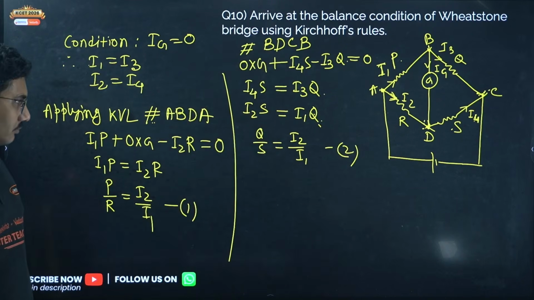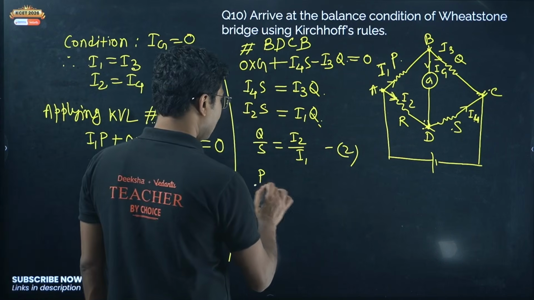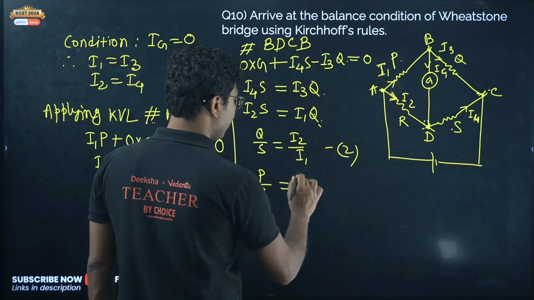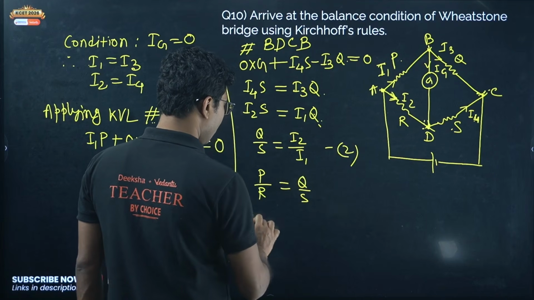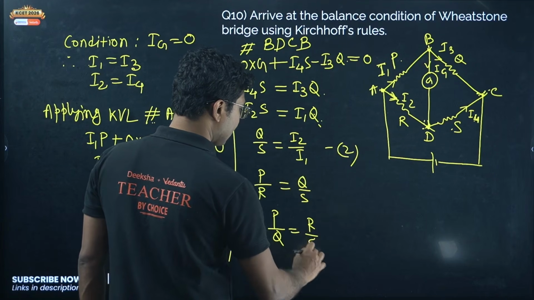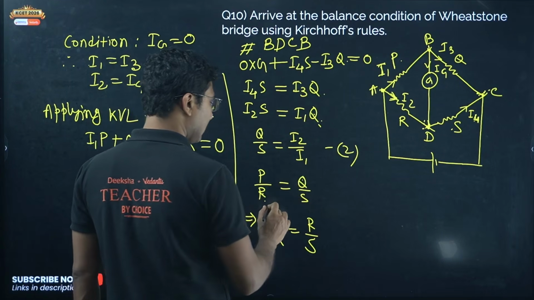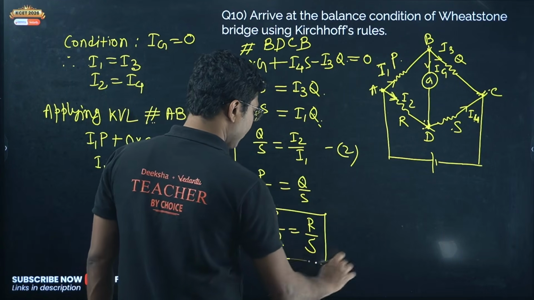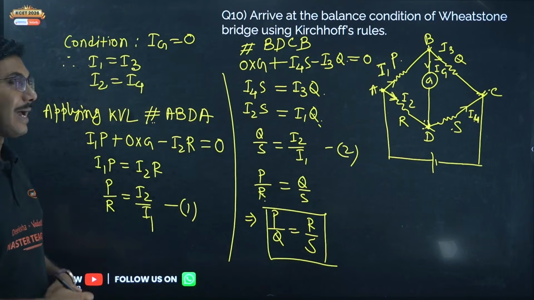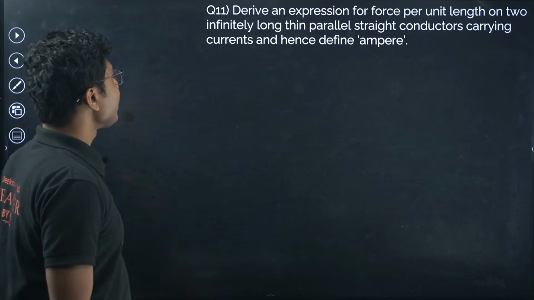Okay. Now comparing 1 and 2, we can say P by R equals Q by S, or P upon Q equals R upon S. This comes over here, R goes here, R and Q are exchanged because they are diagonal. So P by Q equals R by S. This is the condition of balanced Wheatstone bridge. Now let's move on to the next question.